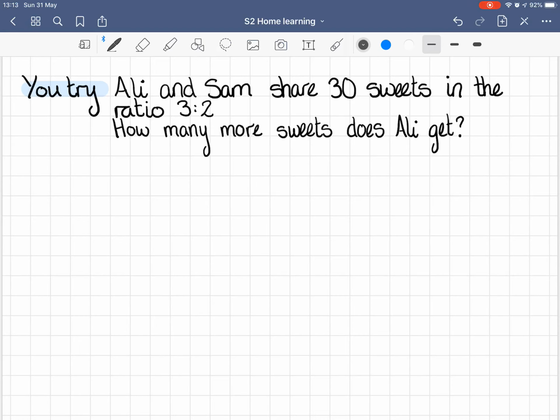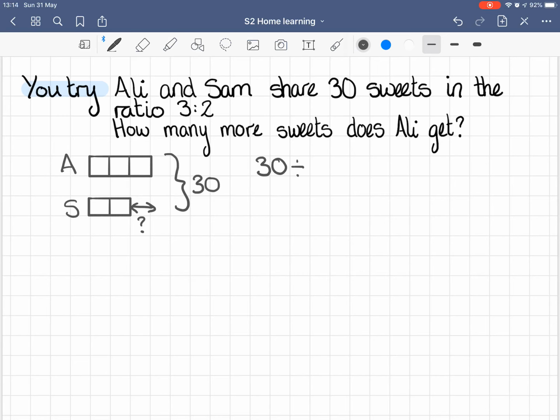Now try this one. Pause the video. So Ali and Sam share 30 sweets in the ratio 3:2. So Ali has 3 parts and Sam has 2 parts. We know altogether they have 30 sweets. How many more sweets does Ali get? Well, we can see that this is the difference, so this is what we want to work out.